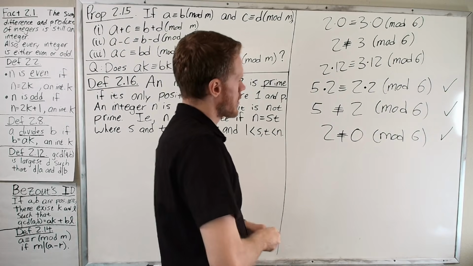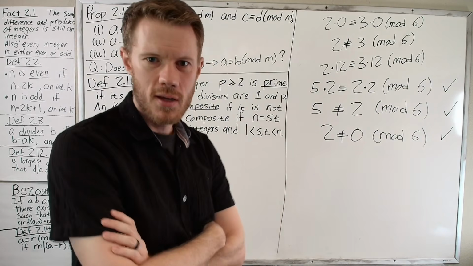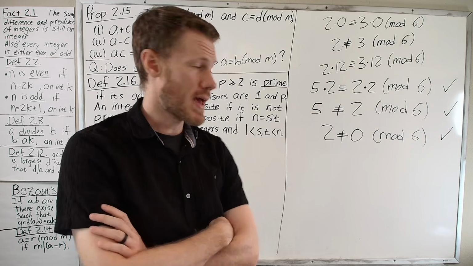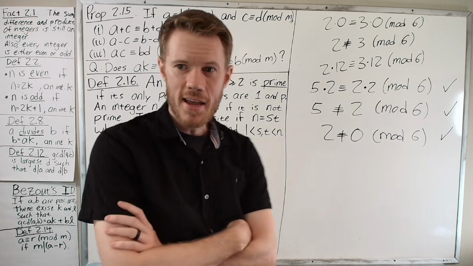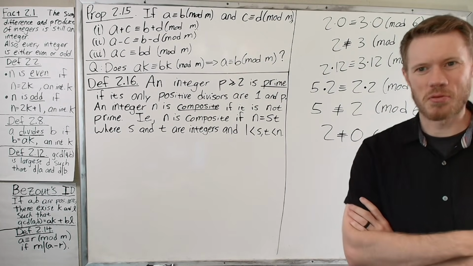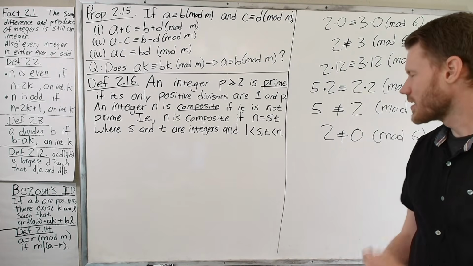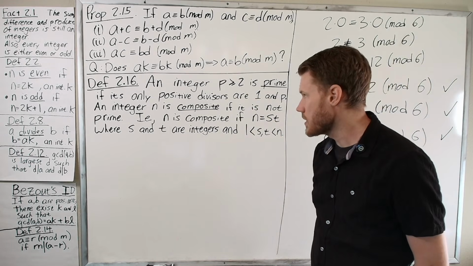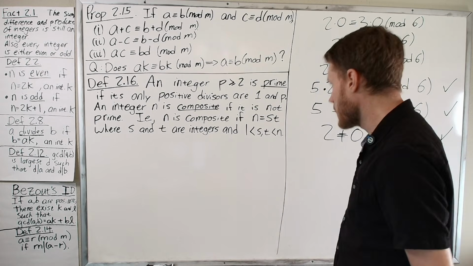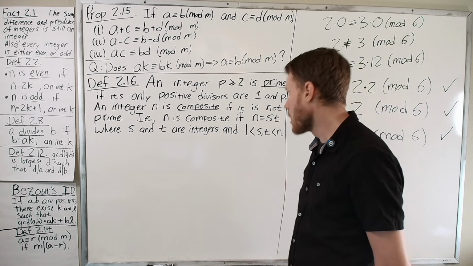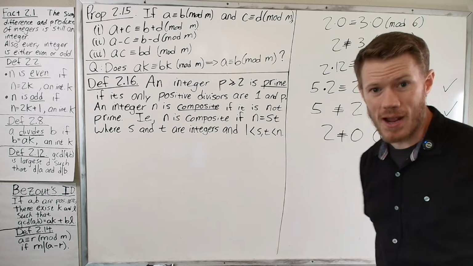So what is going on here? What allowed this example to appear? That's an important question for us moving forward, actually. And a hint is the other thing on the board, the definition of a prime number and a composite number. An integer p, at least 2, is prime if its only positive divisors are 1 and p. An integer n is composite if it is not prime.